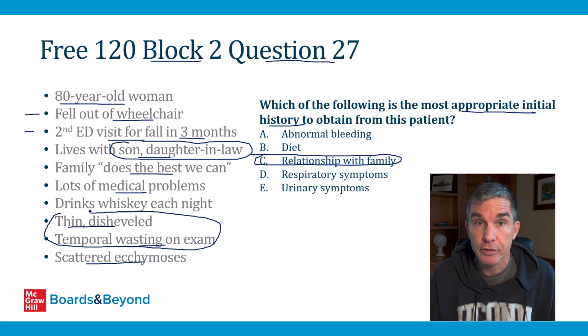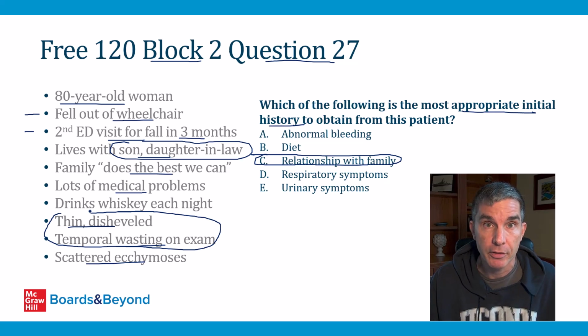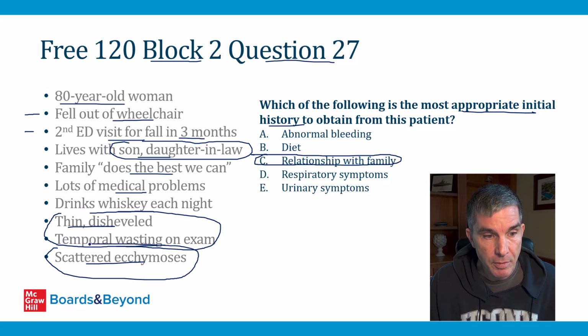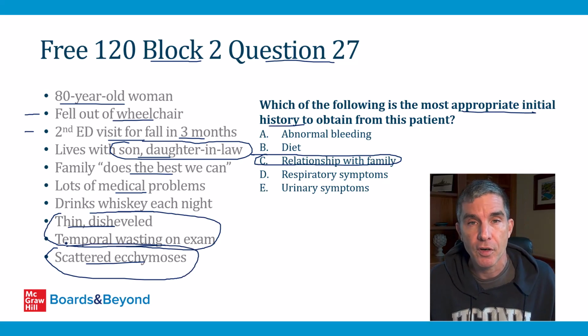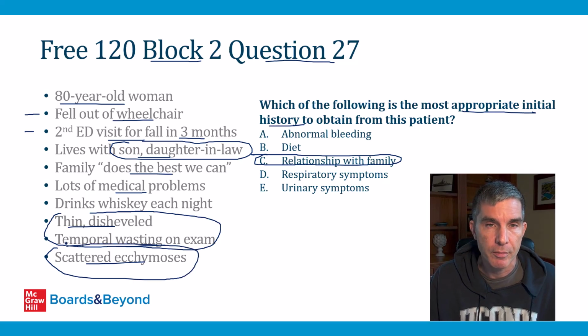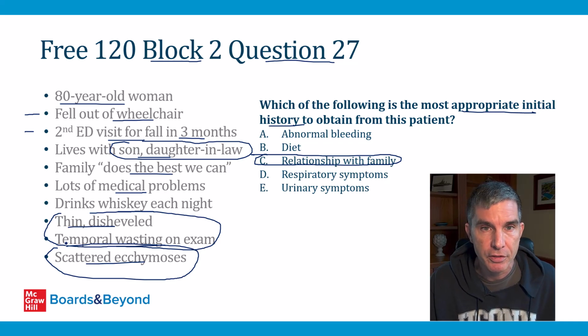So now you've got an elderly woman who's dependent on other people for a lot of her needs, and she has evidence of malnutrition. And then they also tell you that she has scattered ecchymoses, which suggests she may be having falls other than those falls that have brought her into the emergency department. So all of these things point to potential elder abuse.